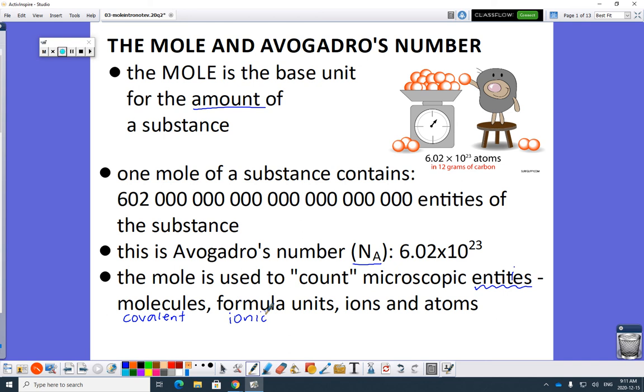And you can also switch to the number of ions and atoms as well. So really what we're going to do over the course of this note is change from moles to mass, or mass to moles to entities, whether it's molecules, formula units, whatever, atoms and ions.